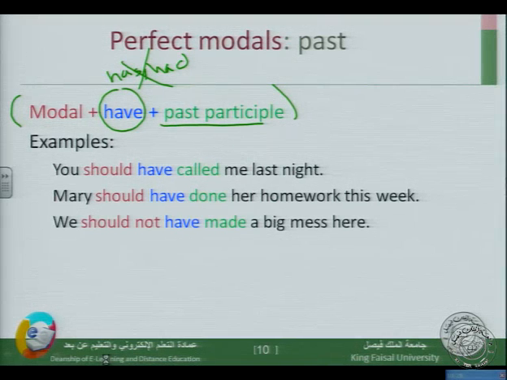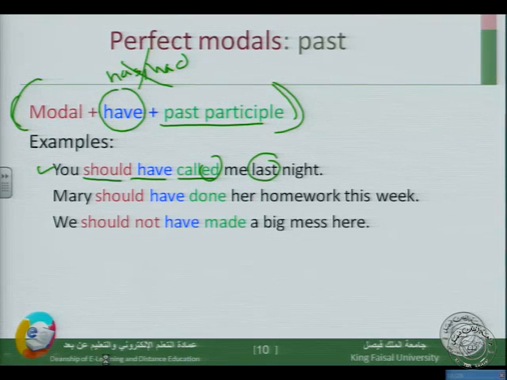Okay? So look at this example. You should have called me last night. You should have called me last night. Modal, have, base form, and called, this part we call the past participle, which has ed added to it. Last night. If we use the perfect modals, we are talking about the past. So if you want to use modals to express something that happened in the past, you should have the same structure as this one. So if you want to talk about the past, you should use this structure.